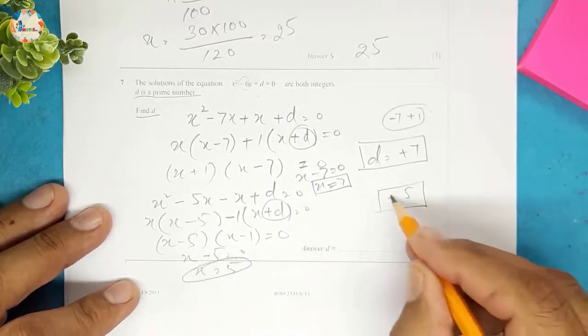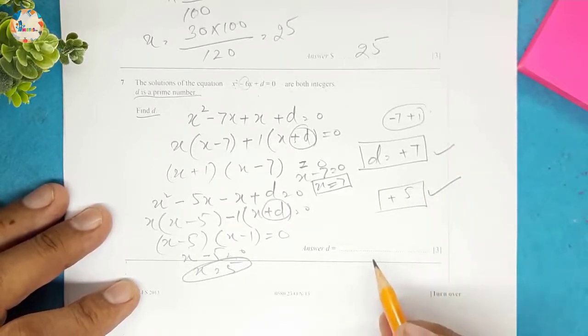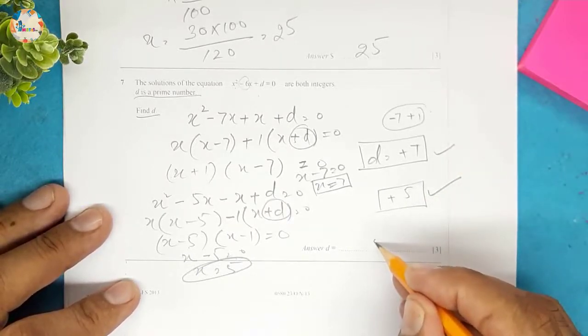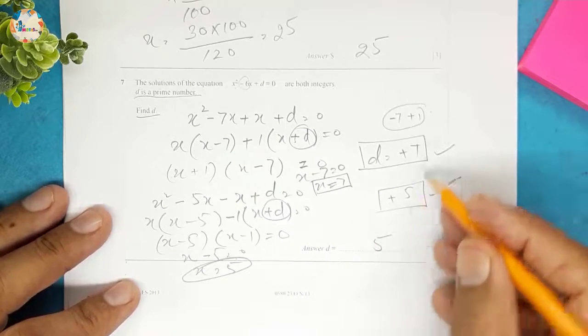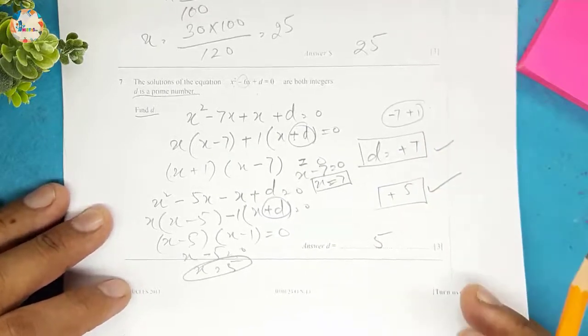So this will be our answer. In this case, it will be plus 5. So this can be the answer or this can be the answer. So I'm writing here d is equal to 5 as the answer. It can be 7. It can be any other prime numbers also. You can solve in different pairs.